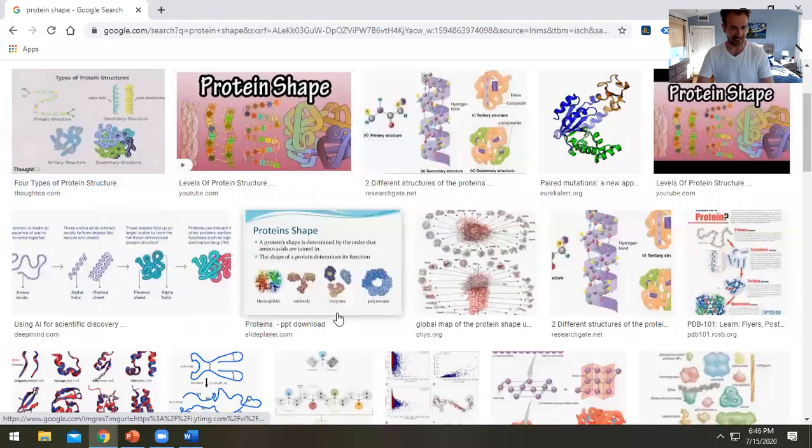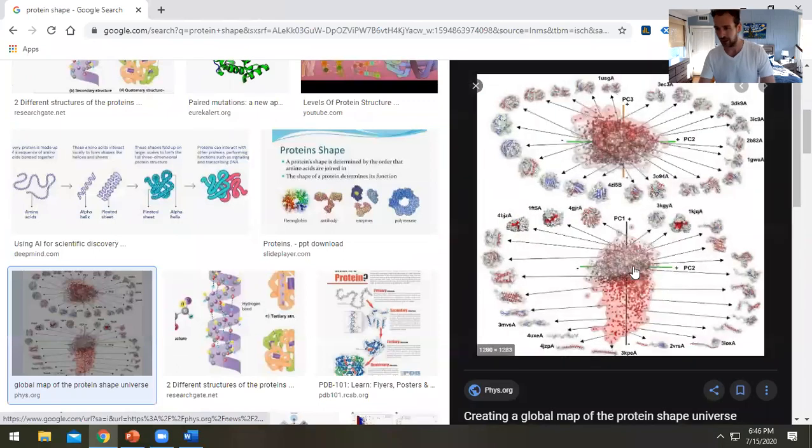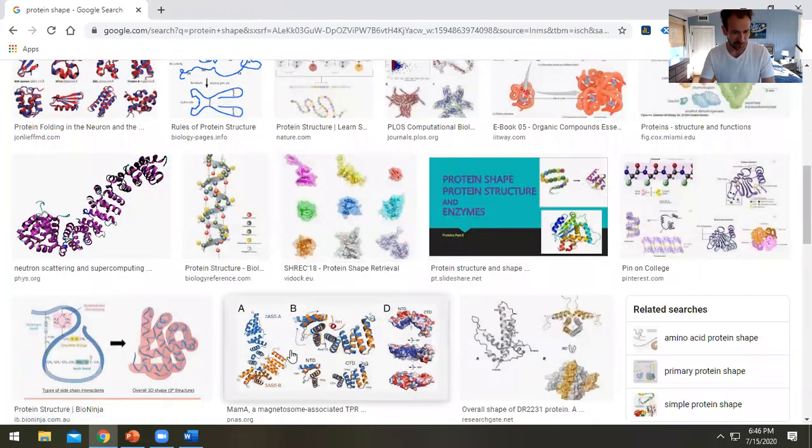And then there's the classic, I can't believe they're not showing the most famous one. Holy crap, look at that. Where's the double helix?